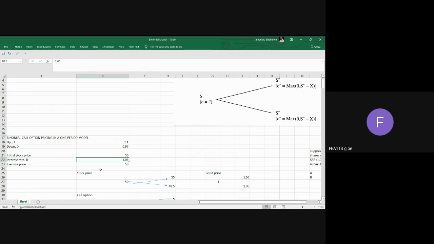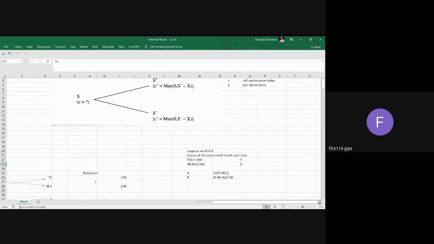So the interest rate, 1 plus R, is what I have used here, and this is the exercise price. I'm assuming that the stock price and exercise price are the same for the moment. So here in this simple case, I'm going to use this.